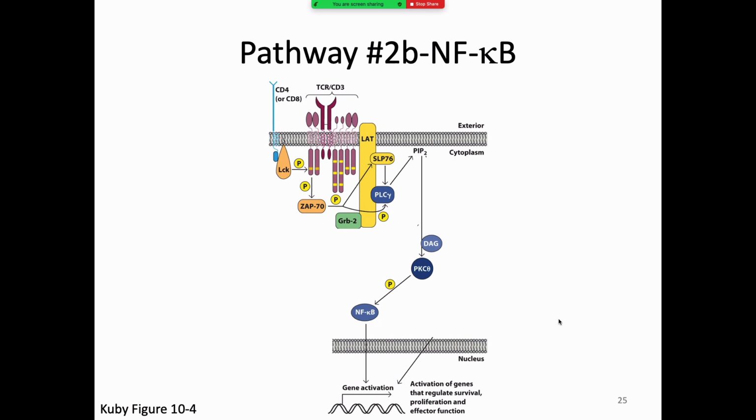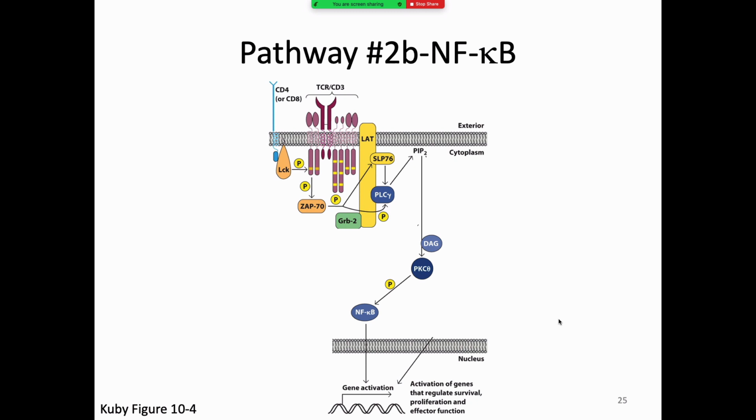NFAT is turned on downstream of IP3. NF-kappa B is turned on downstream of DAG. Didn't want DAG to get left out. So DAG is also one of those products of PIP2. It leads to a bunch of signaling, including this protein kinase called protein kinase C delta, and that turns on NF-kappa B, our third major transcription factor.